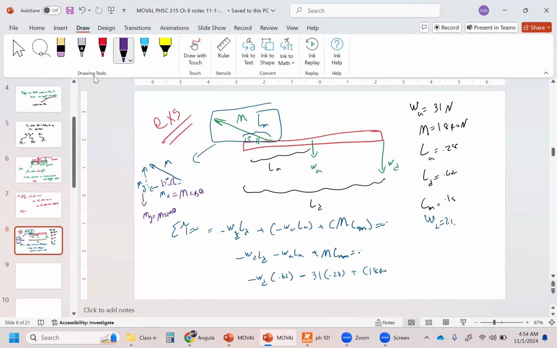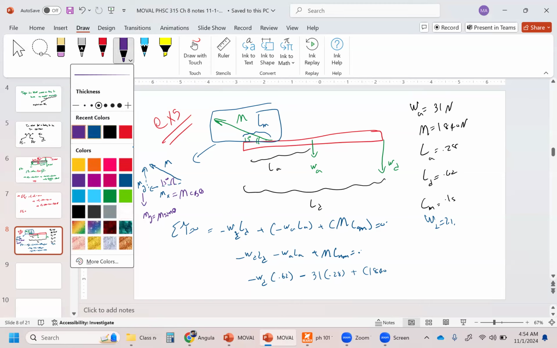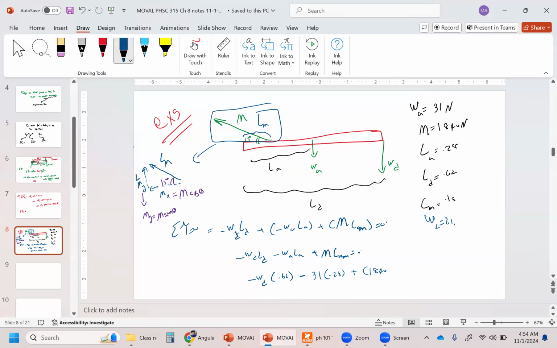Actually, let me just label them correctly. LM, LM, LM, because we're talking about the length: the length for M in the x direction, the length for M in the y direction, the length of the M itself, which is this one. In this case, it's going to be your 1840 times sine 13 times the length of the mass, which is 0.15. It's going to equal 0.